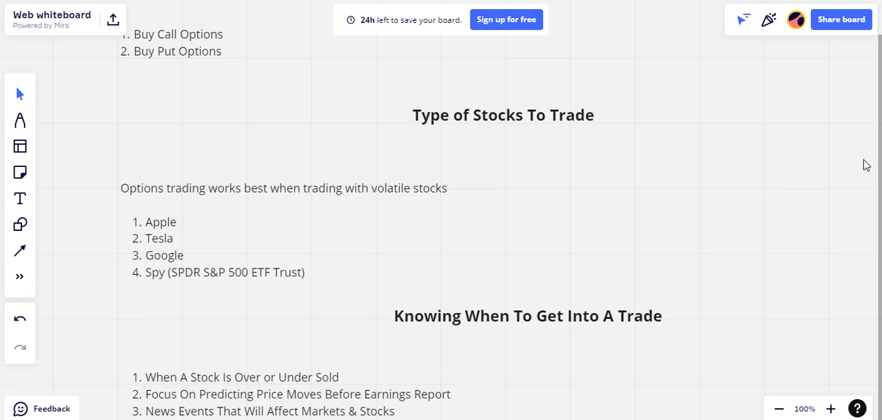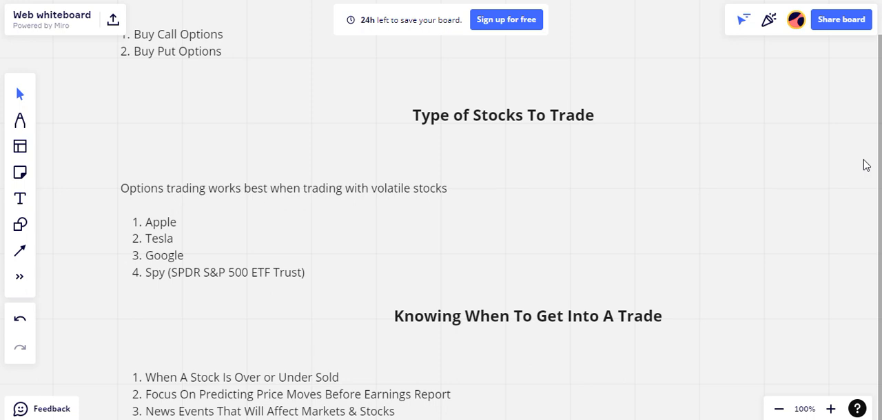And I must stress, I'm not giving financial advice, I'm not recommending any stocks to you or anything like that. Some really good stocks that I personally look at and trade, and I know a lot of options experts do, are basically Apple, Tesla, Google, and SPY. These are traded fairly often by options traders because these stocks have a reasonable amount of volatility.